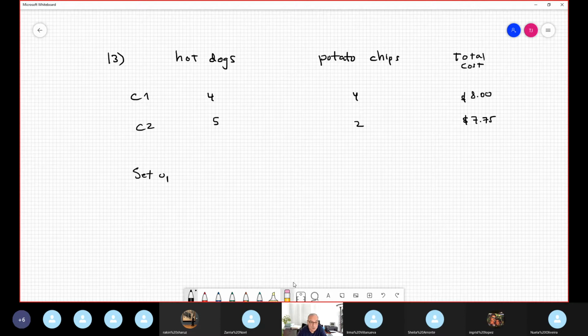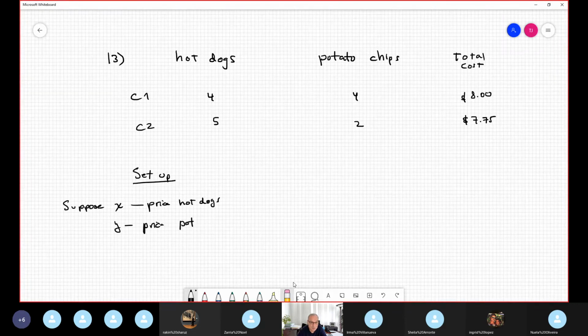No, it's easy. When you set up, the supposition is: suppose X represents the unit price of a hot dog. It doesn't matter whether you call it X or H for hot dog. I like X for hot dogs, and Y represents the price of a potato chip bag.